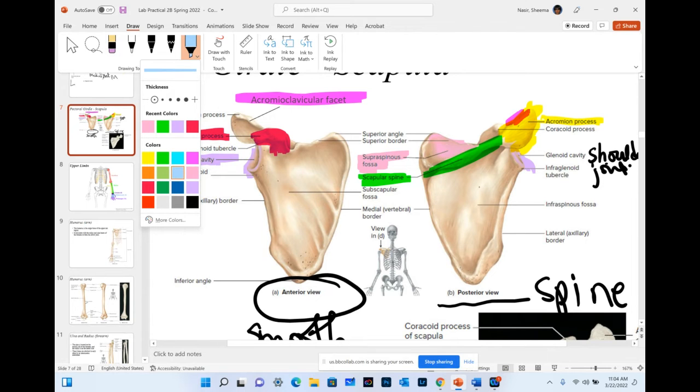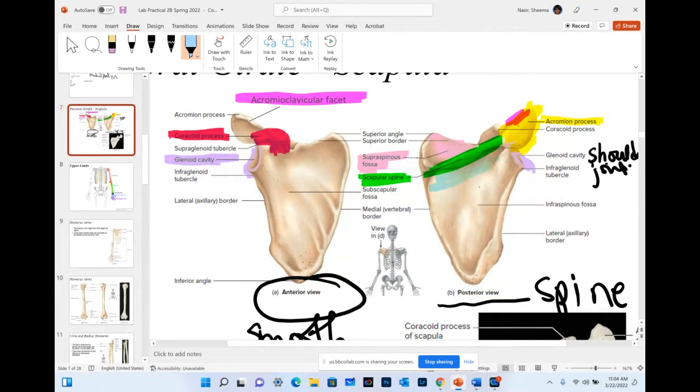Then you are going to see infraspinous fossa. Infra means below. So this is infraspinous fossa, which is below the spine. Do you understand? Infraspinous fossa. Infra, below, spinous, below the spine.